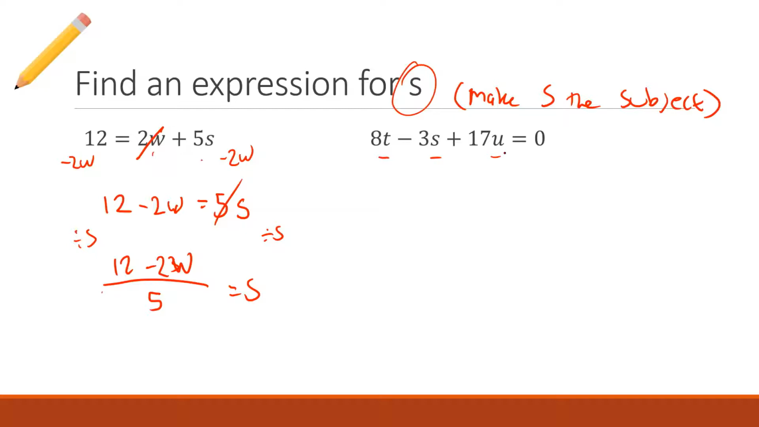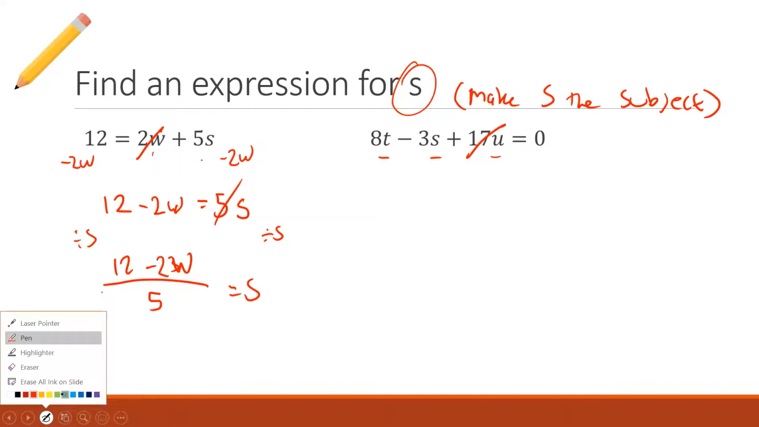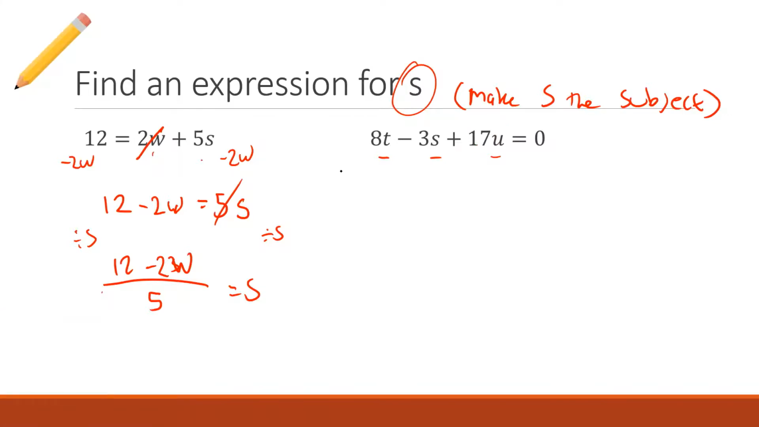Now, which one am I going to get rid of first? I'm going to get rid of the easiest one first. I'm going to get rid of the 17u. To get rid of 17u, I'm just going to minus 17u from both sides. I minus 17u because initially I added 17u. So I need to undo it by doing the opposite to it, which is going to give me 0 take away 17u, giving me 8t minus 3s equals negative 17u.